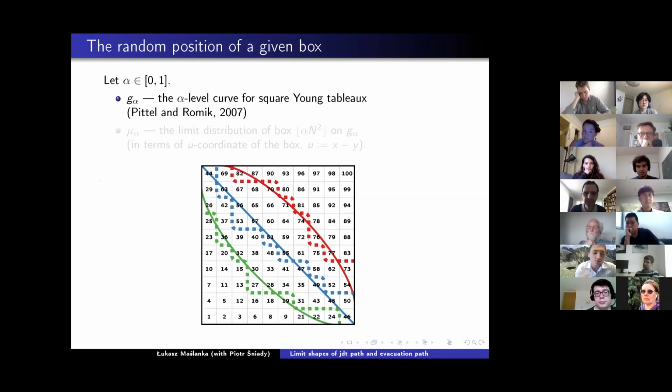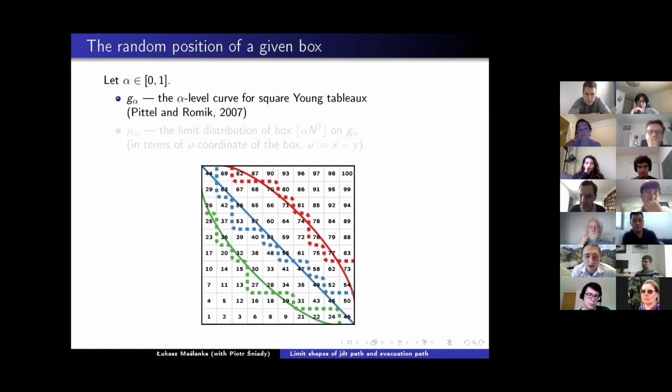The result which will be helpful in our considerations is provided by Pittel and Romik. They found the explicit formulas for the level curves in square Young tableau. The level curve is a curve which asymptotically, when the size of the diagram is bigger and bigger, separates the boxes with numbers less than alpha and square from the bigger boxes.